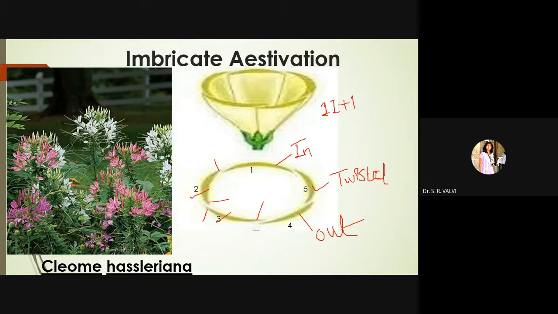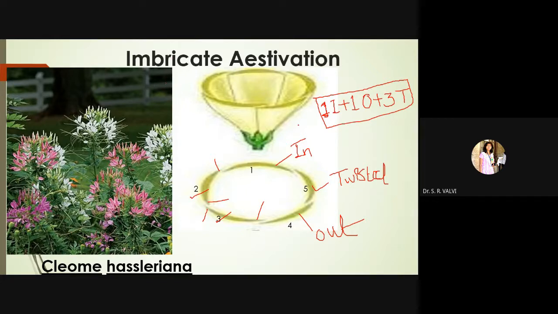I plus 1 O plus 3 T. 3T means what here? One sepal is totally in, that is 1I. Then one sepal is totally outside, that is 1O. Plus 3T means 3 are in twisted condition, right? So this is the particular formula for this imbricate estivation. Please do remember these shortcuts to remember the types of estivation, right?